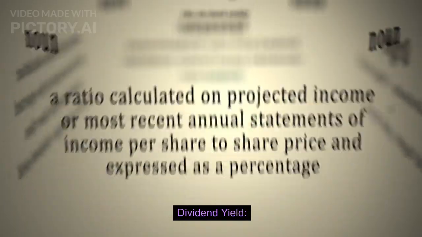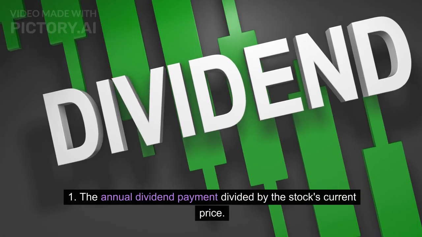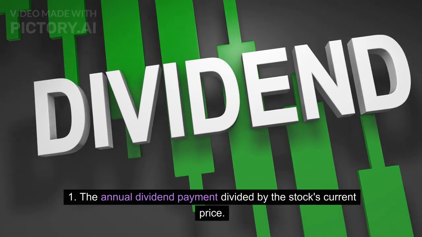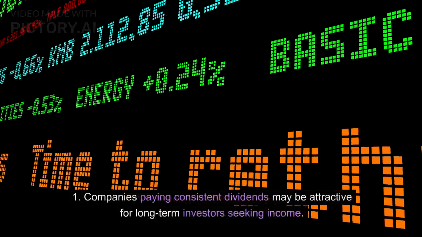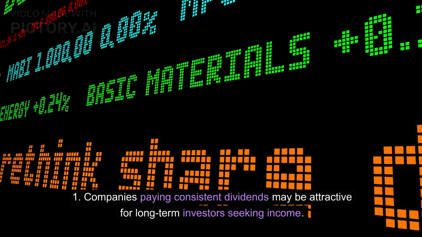Dividend yield. This is the annual dividend payment divided by the stock's current price. Companies paying consistent dividends may be attractive for long-term investors seeking income.